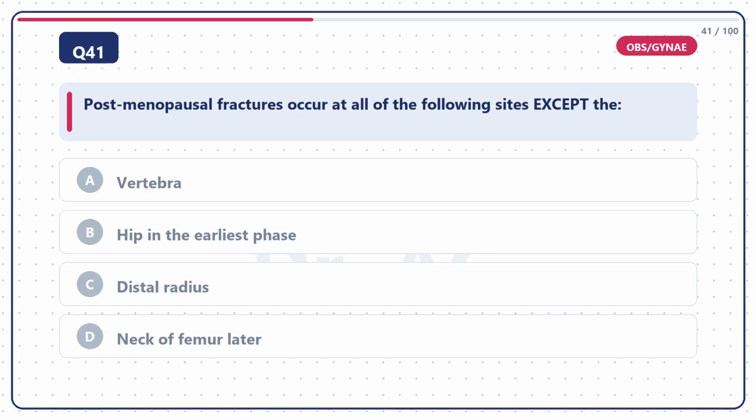Question 41. Postmenopausal fractures occur at all of the following sites except option A. Vertebra. Option B. Hip in the earliest phase. Option C. Distal radius. Option D. Neck of femur later.